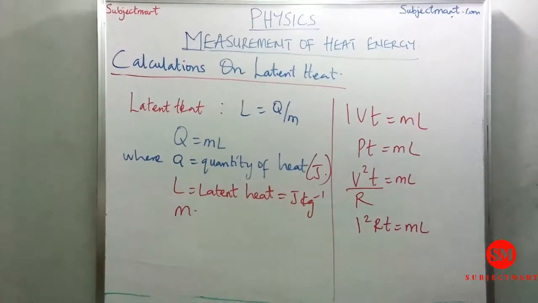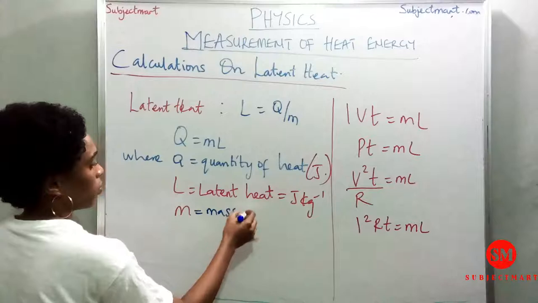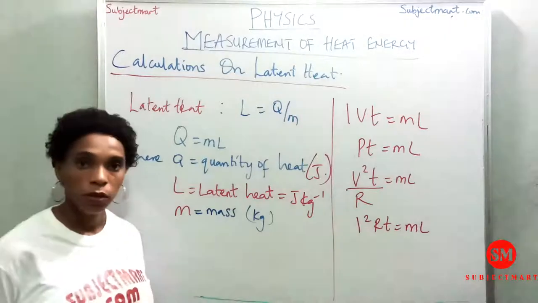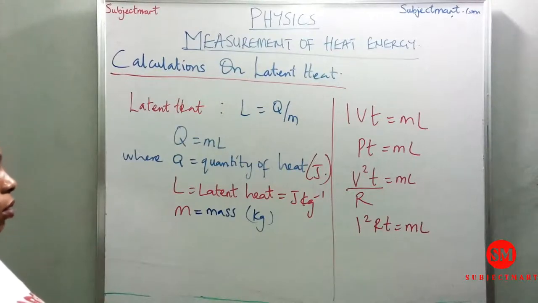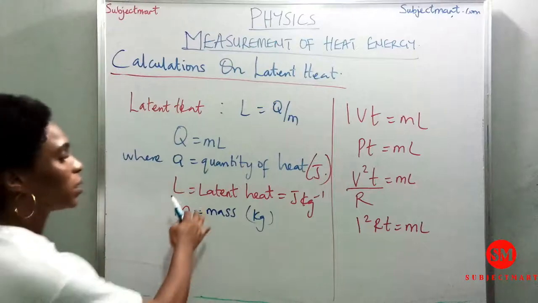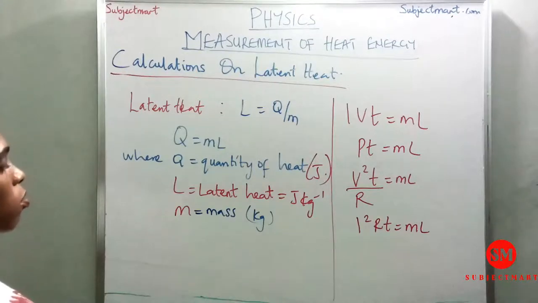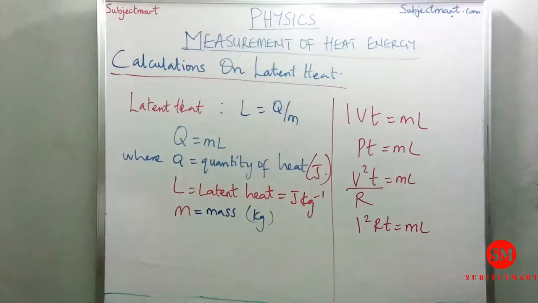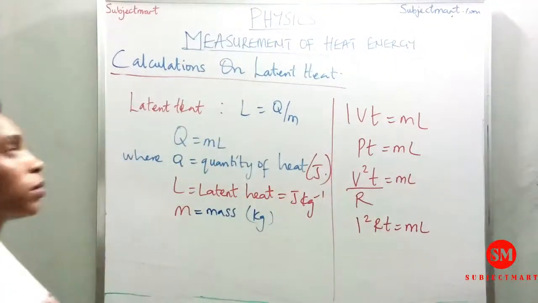m is the mass in kilogram. At times they could give you in grams. But if it is in gram, you have to convert to kilogram, except if your specific heat capacity or your latent heat is given in grams, then you can leave it. Okay. So for the electrical method, in case the heat is supplied via electrical means, then these formulas here are applicable.